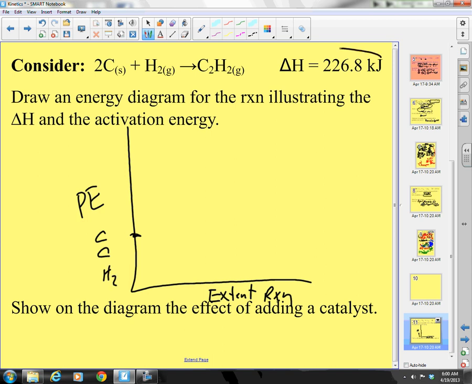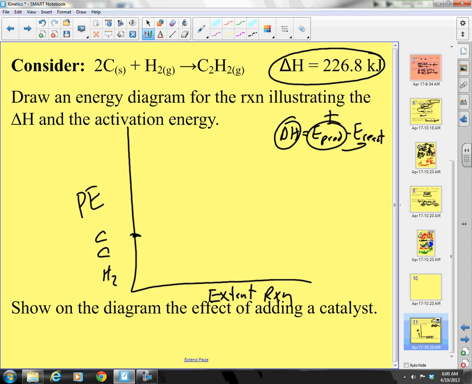Now, my delta H is a positive value. What does that mean? If it's a positive value, remember delta H equals energy of products minus energy of reactants, right? And so if this is a positive value, what does it tell you about the energy of the products relative to the energy of the reactants? It must be what? Greater. So that means my diagram must end with my products being higher than my reactants.